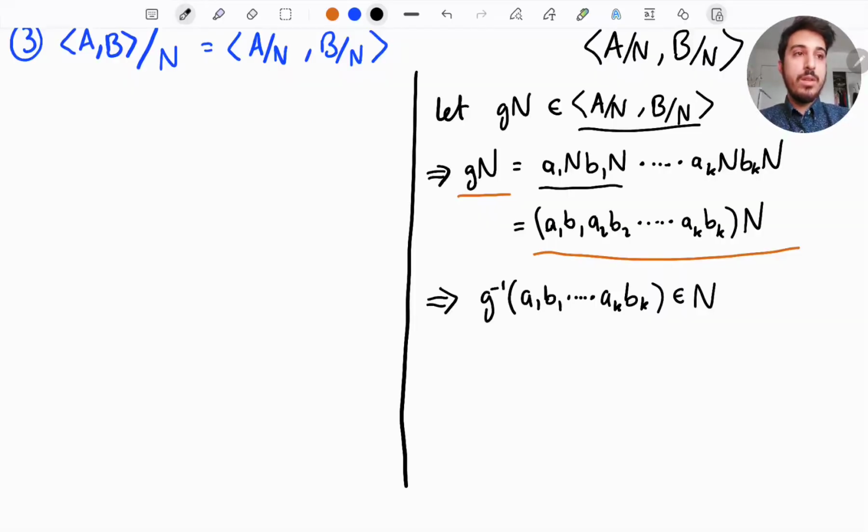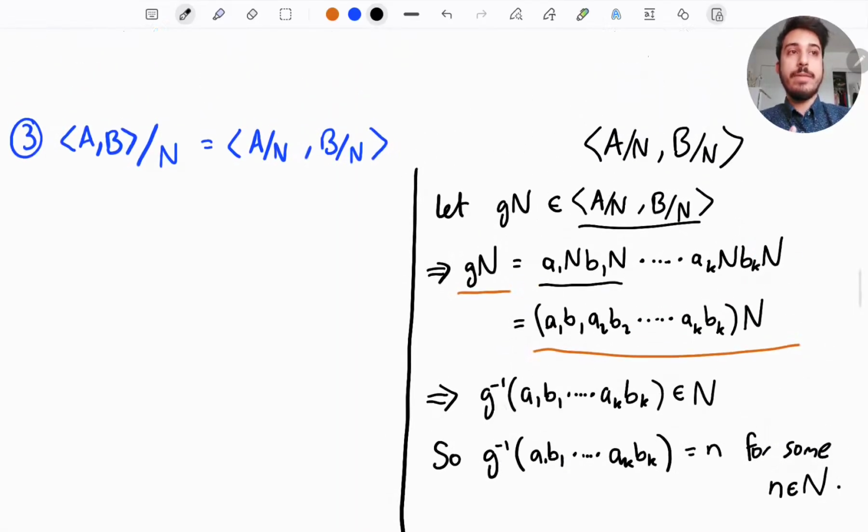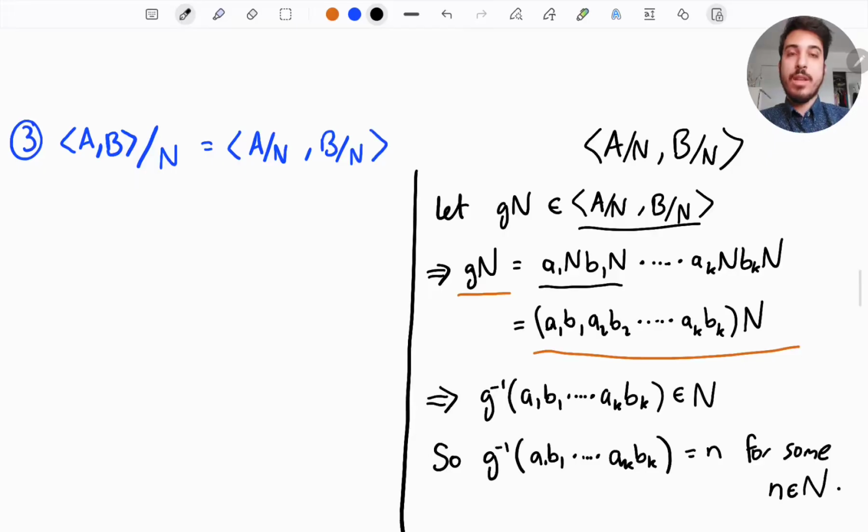So g inverse times all of that is equal to n for some n. Okay, now we have finished the right-hand side. Let's do the left-hand side now.